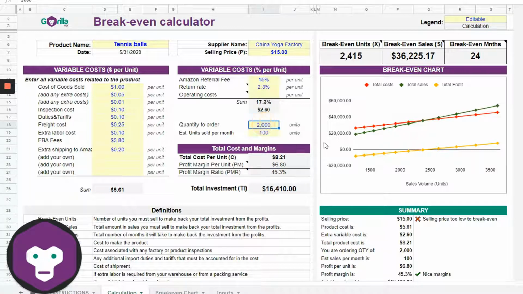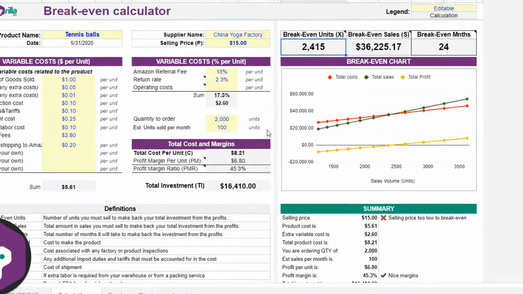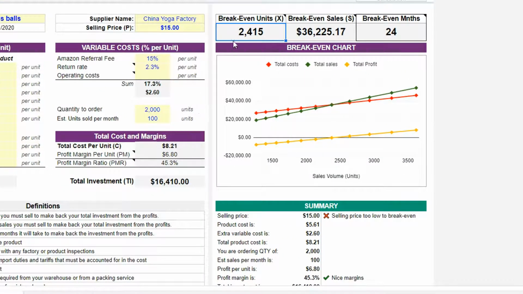And if I am trying to order 2,000 and I estimate 100 units sold, then my total investment is going to be this value. And based on this total investment, the number of break-even units that I have to sell is going to be 2,415. So what does this mean? When you look at this number, 2,415, it actually is higher than the quantity to order, 2,000. So it means I need to sell more than I actually have on hand, which means that my selling price is too low and that this product is not going to be able to be breaking even on its own.